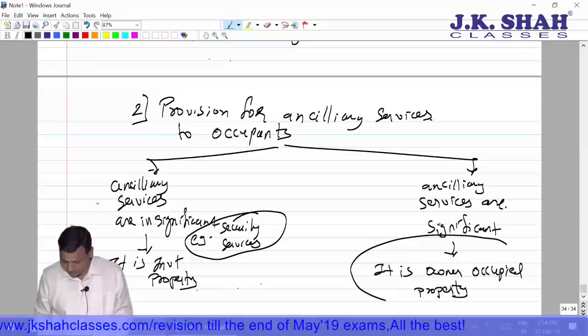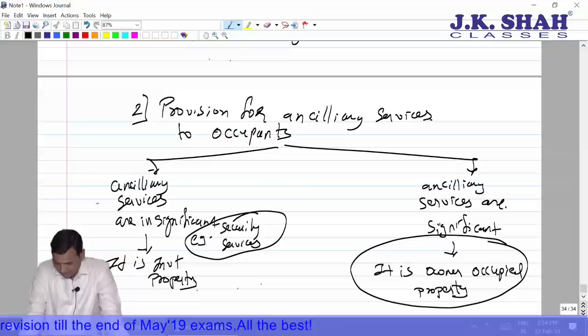Again, in this there is one case with respect to that. If I have given this to a third party for managing the hotel, then what?